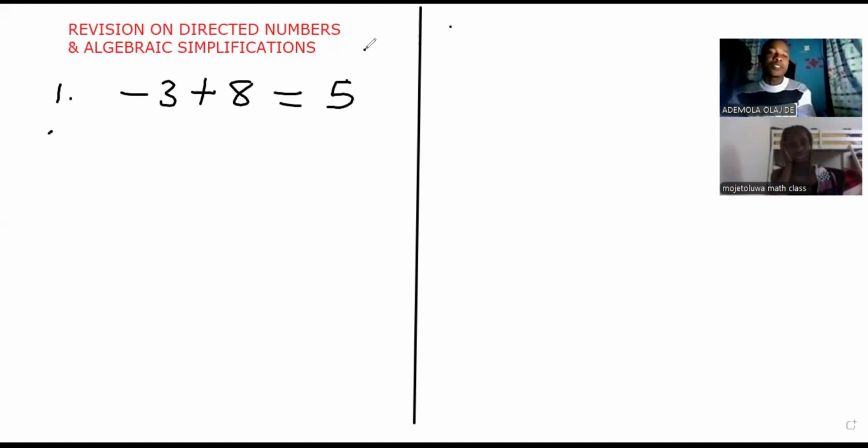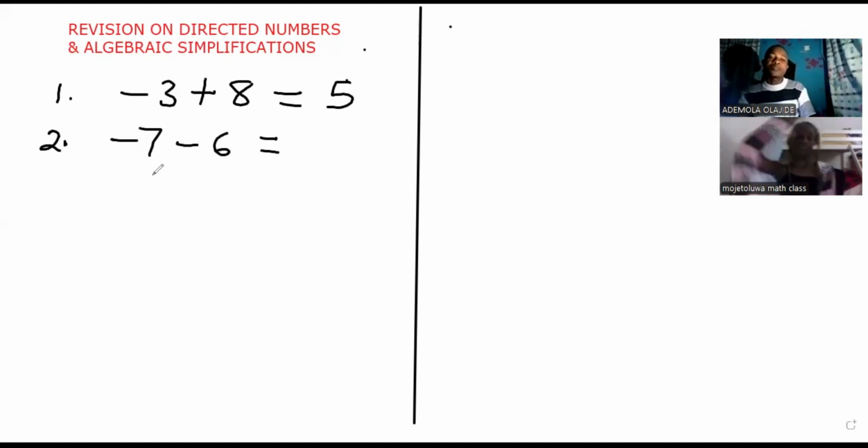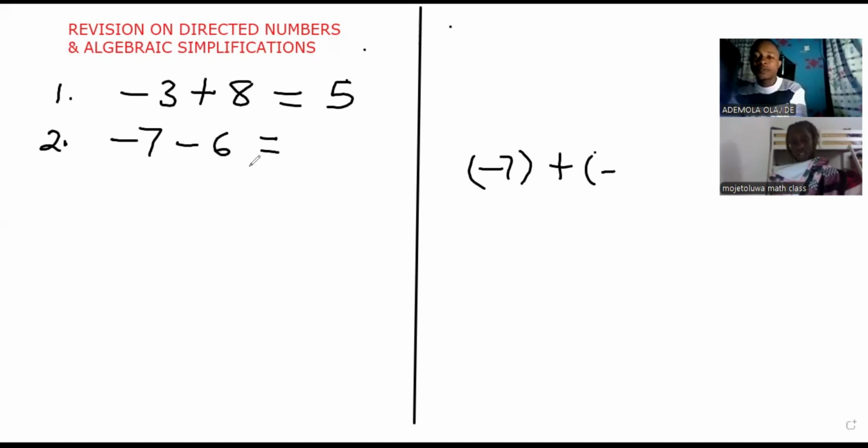So for the second one, we have -7 and -6. The analogy here is that you use the practical example of I'm owing 7, I'm also owing 6. How much am I owing altogether? So we are owing -13 altogether. -13.